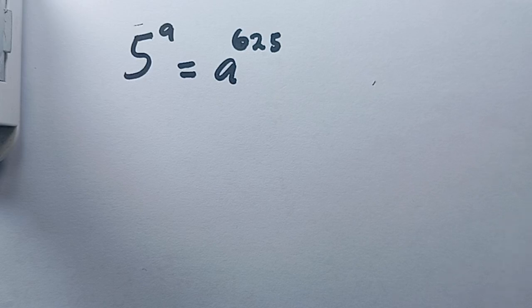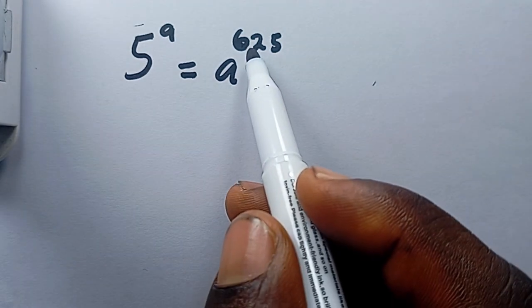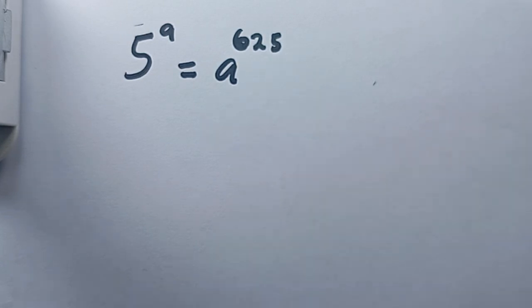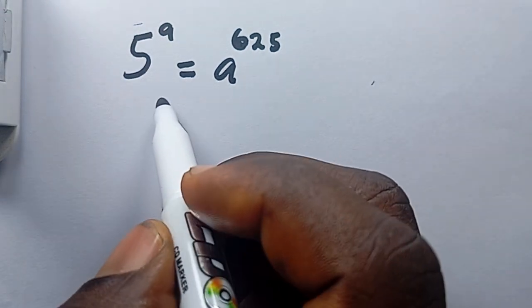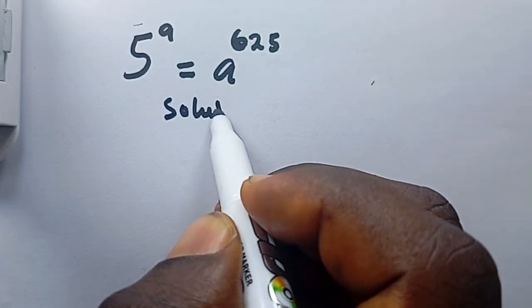So we're going to be solving this equation right here. So this is 5 power a is equal to a power 625. So what is actually going to be the value of a that will satisfy this equation? That is what we're going to be solving in this video.